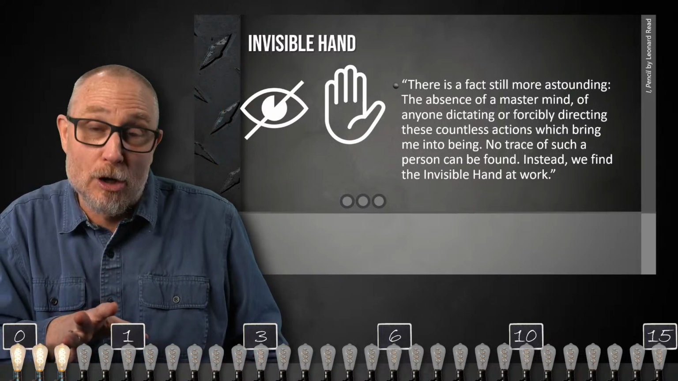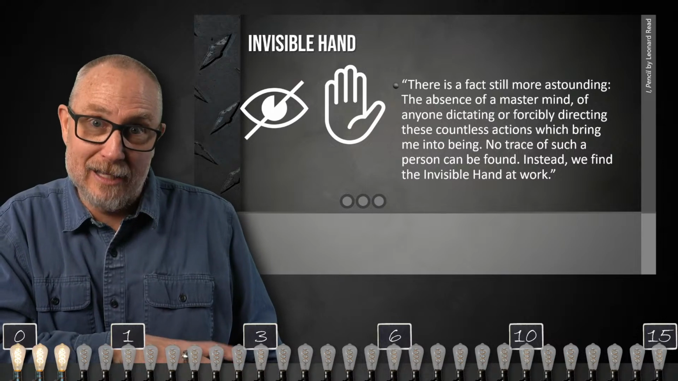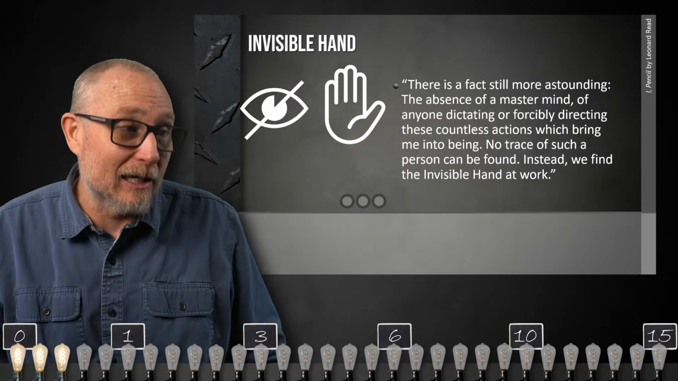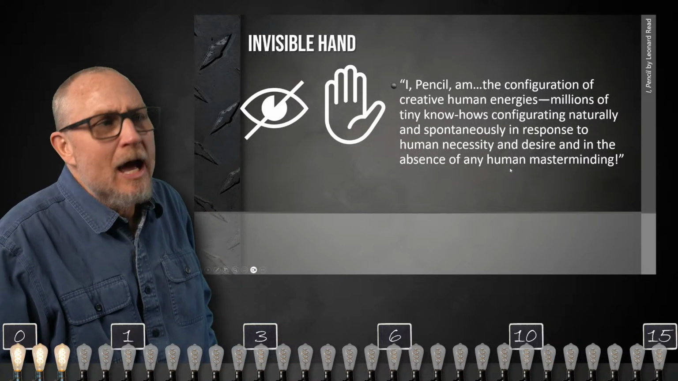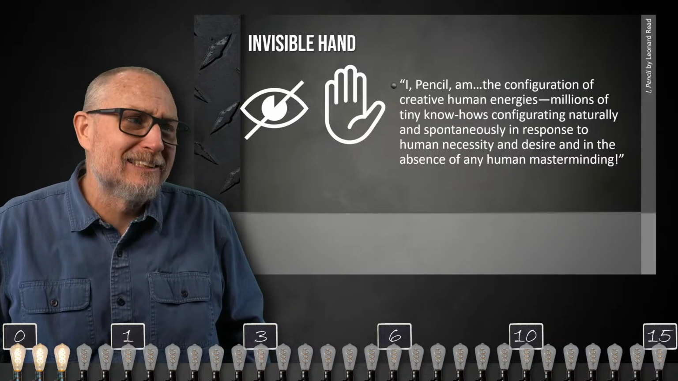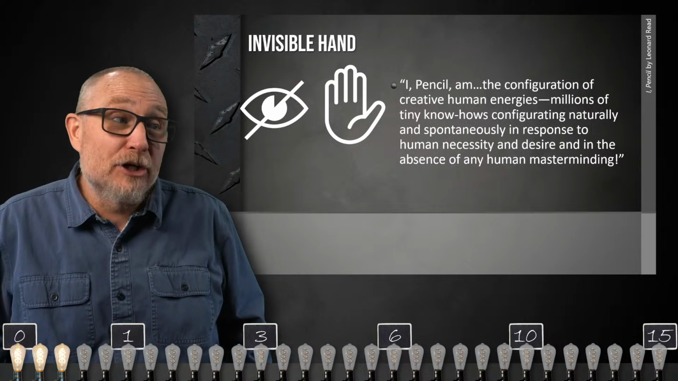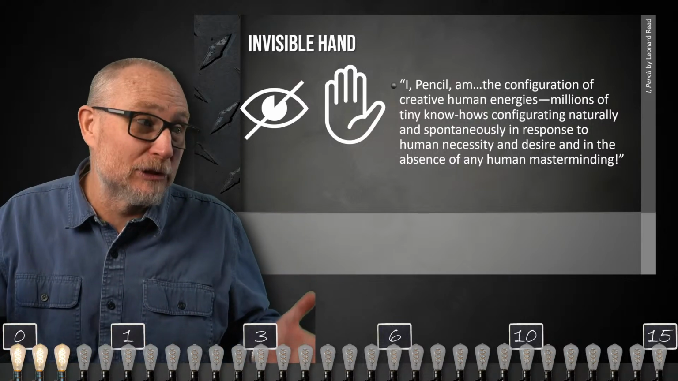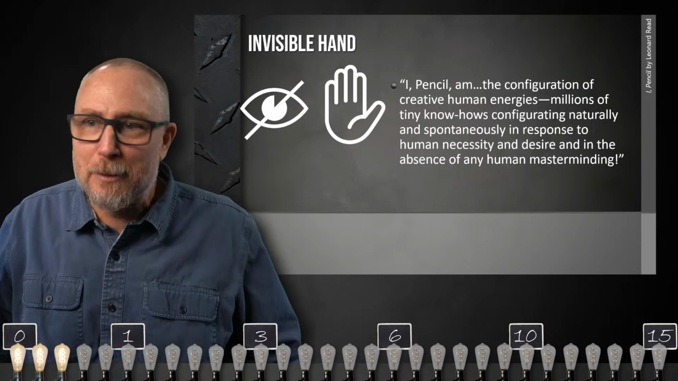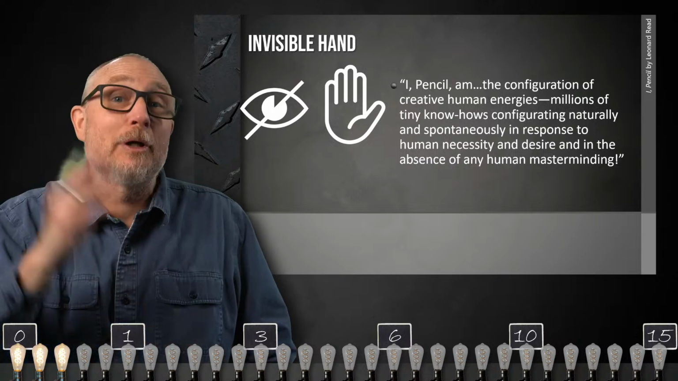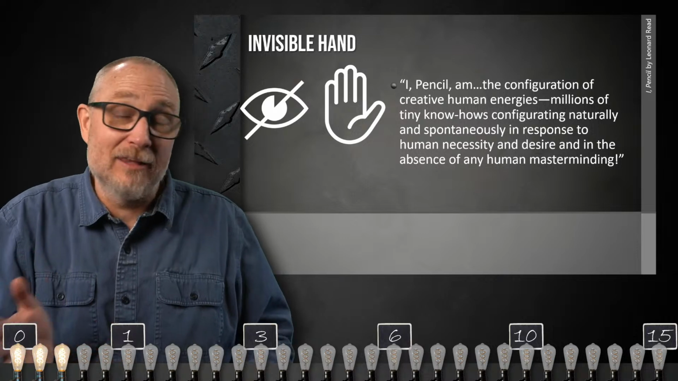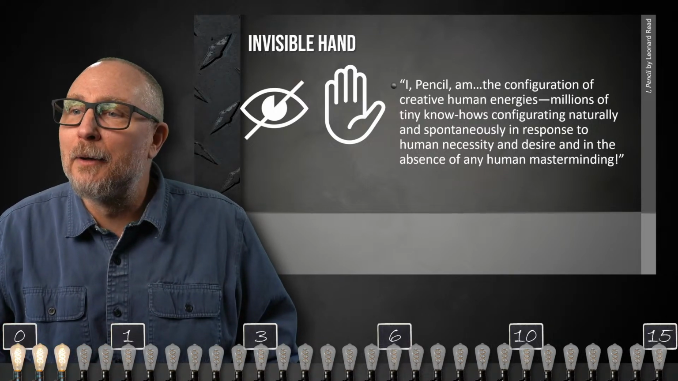That's the first mind blower of the invisible hand. Okay? There's no central controlling body. It's invisible. The next, continuing on, I pencil in the configuration of creative human energies, millions of tiny know-hows, configuring naturally and spontaneously in response to human necessity and desire in the absence of any human mastermind. Just let people do what they want to do legally. Just let people do what they want to do, and things are going to be great. Okay?